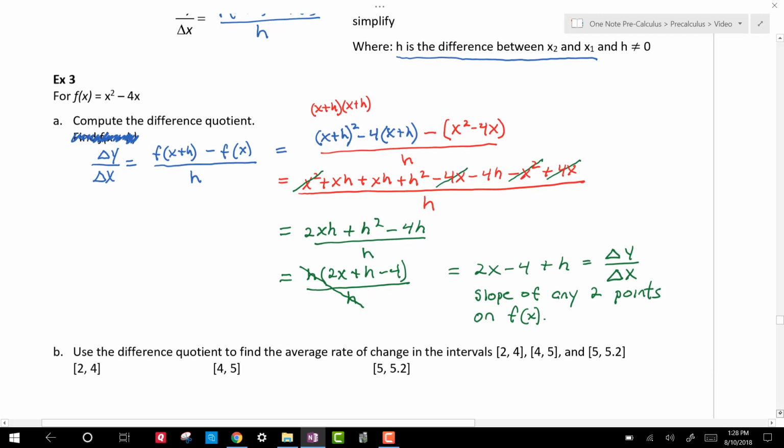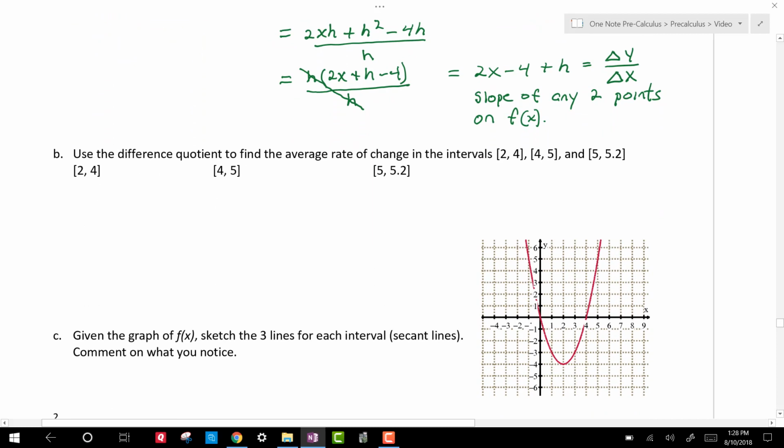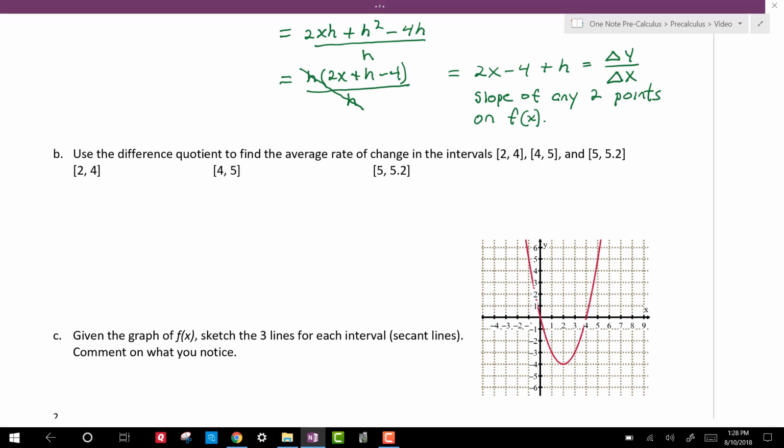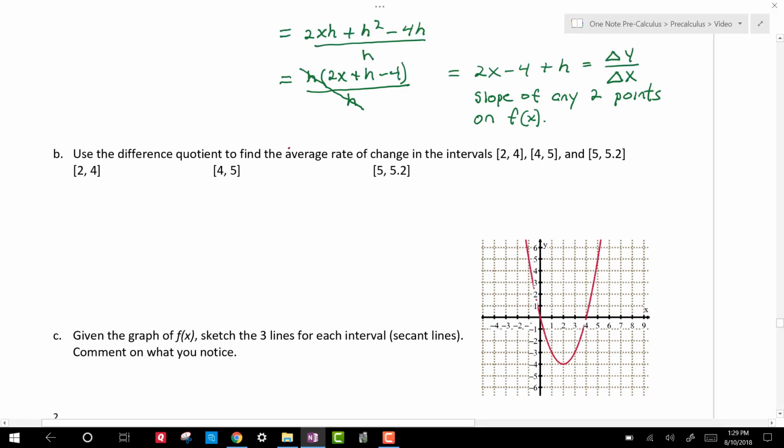All right, so we're going to go down here. We know that our difference quotient is 2x minus 4 plus h. So it says use the difference quotient to find the average rate of change. What do we mean when we talk about average rate of change? We mean slope. So to find the slope, use the difference quotient to find the slope in the intervals 2 to 4, 4 to 5, and 5 to 5.2. Now we've already done 2 to 4.